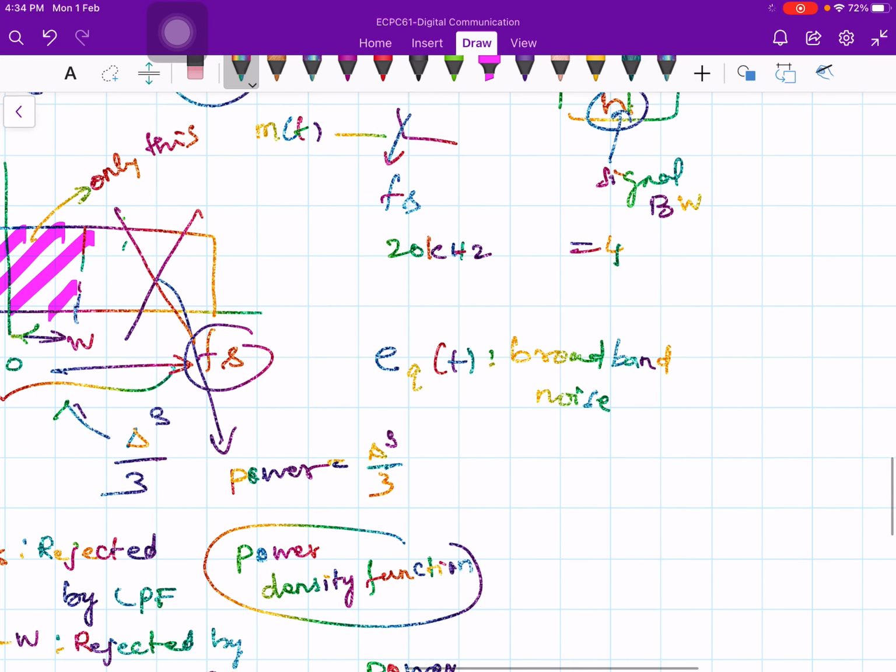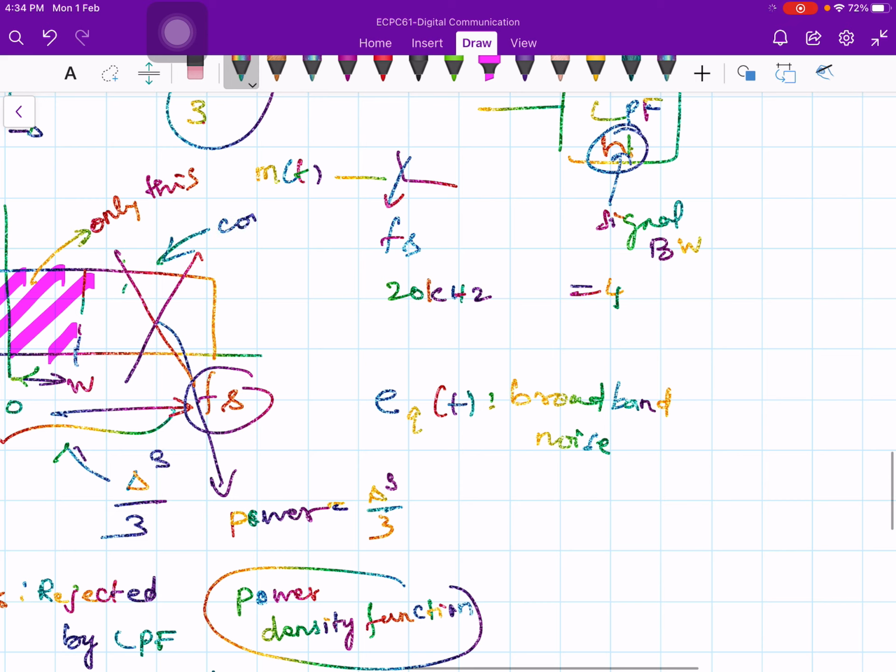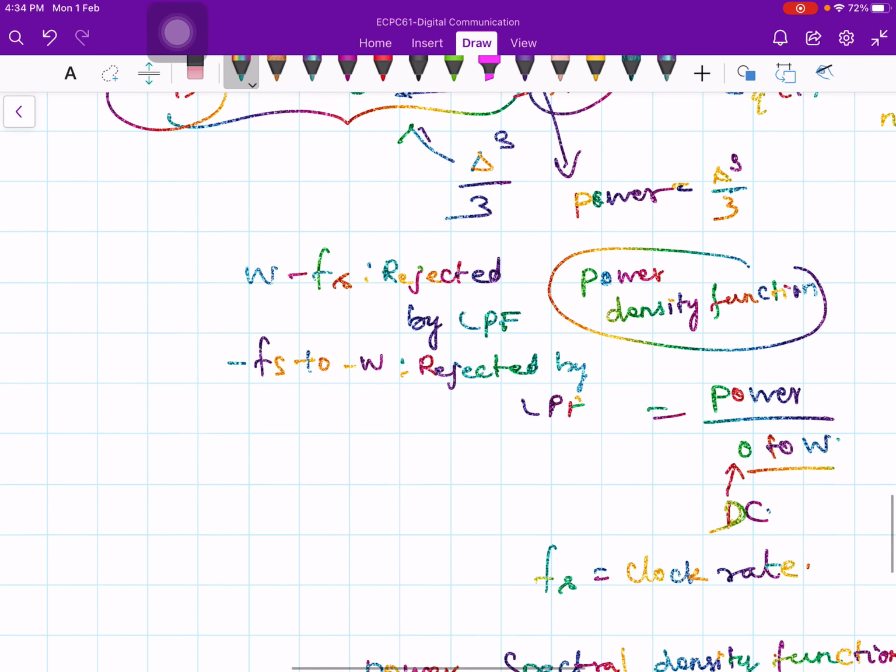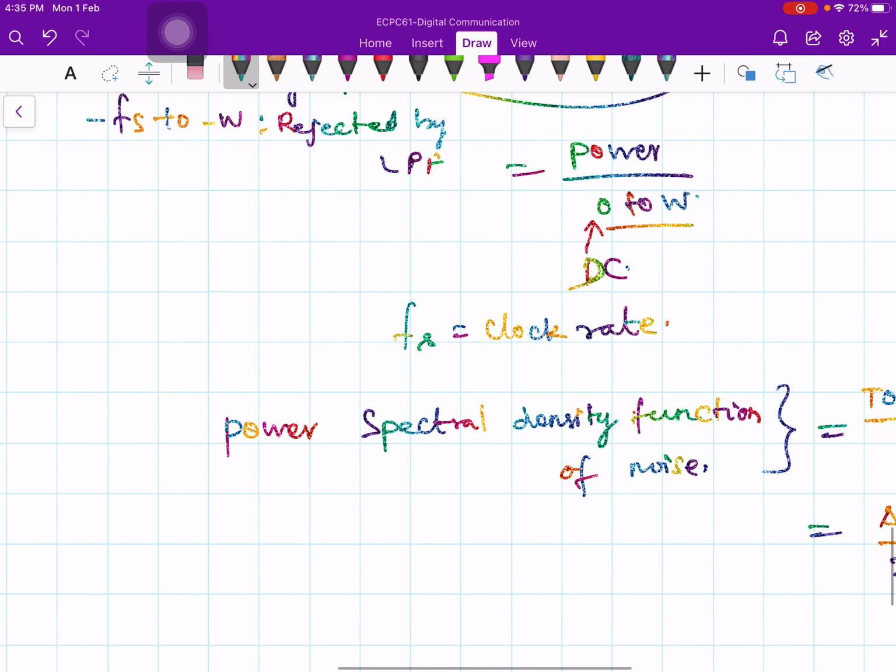Now this height is constant. Will it be constant? It may not be constant, but in most practical conditions we will assume that this is constant. Okay, in fact through an experiment you can observe that the power spectrum of this noise has a fairly constant kind of power spectral density function between 0 and fs. So here please remember that we are calculating the power spectral density function of noise before the low pass filter.